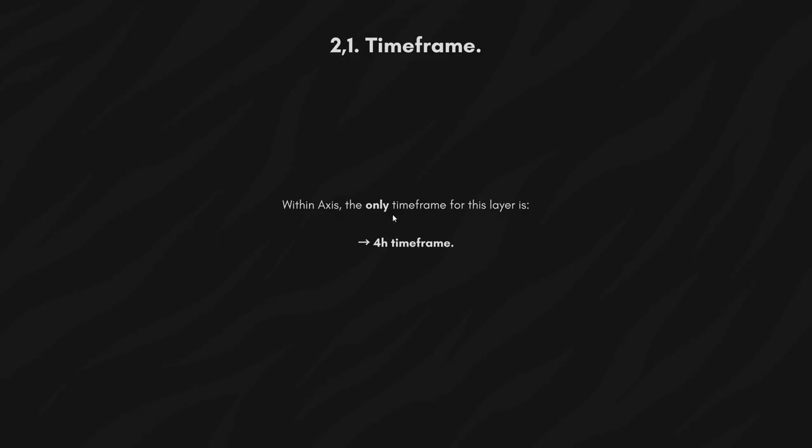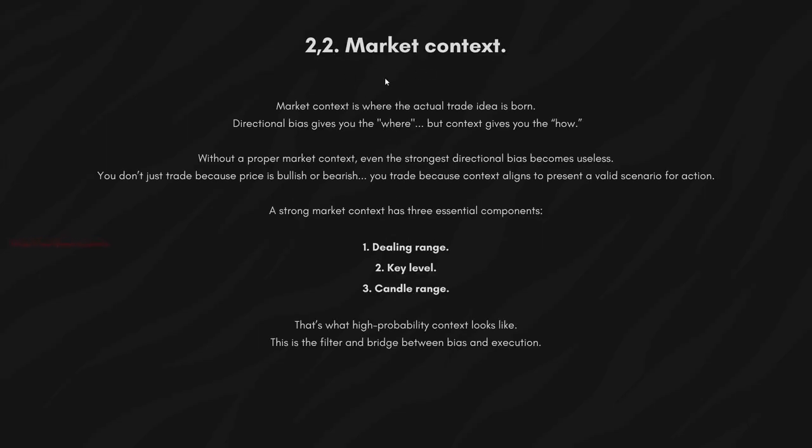Okay, now let's move on to the next slide and let's discuss the second component, which is market context. Now, market context is basically where the actual trade idea is born. The directional bias layer is where the idea begins, but this is where the trade idea is born. Within this layer, you will be establishing a market context, just as the name suggests, and then you'll be using that context to frame trades or frame executions on the lower time frame. Okay, and that's actually more important than knowing the directional bias.